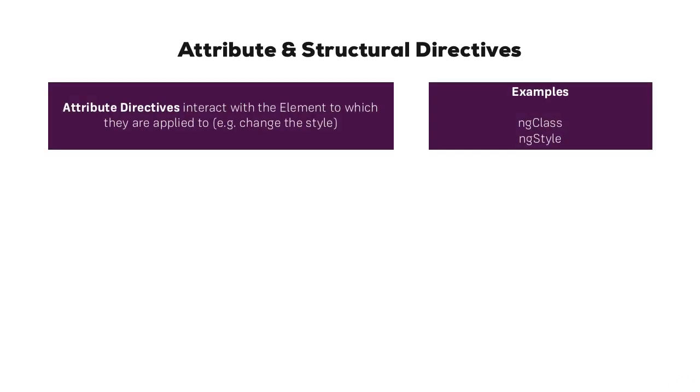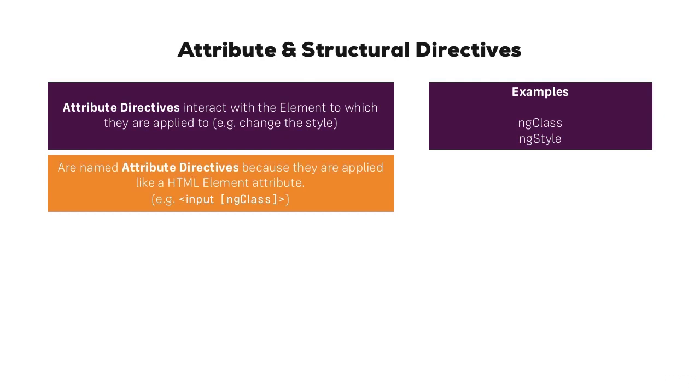Attribute directives interact with the element on which they sit, to put it that way. So they are applied like an attribute, that's where the name comes from, to an HTML element and change its style, its appearance, add some click listeners, whatever. So they interact with the very element on which they sit. Examples would be ngClass and ngStyle, which you already saw in prior lectures. They are, as I said, named attribute directives because they are applied like attributes.